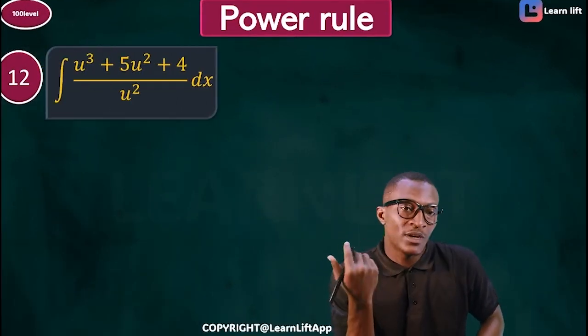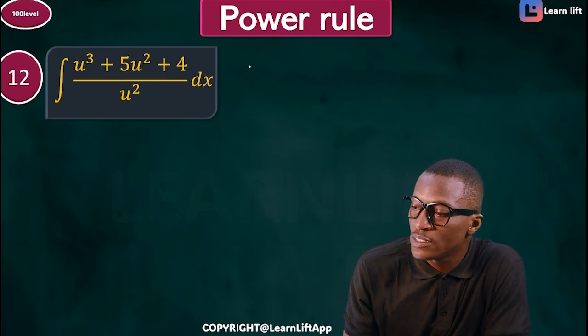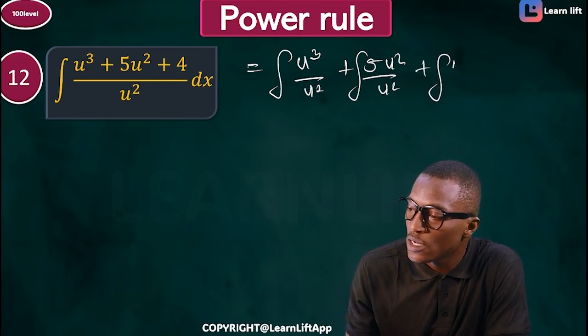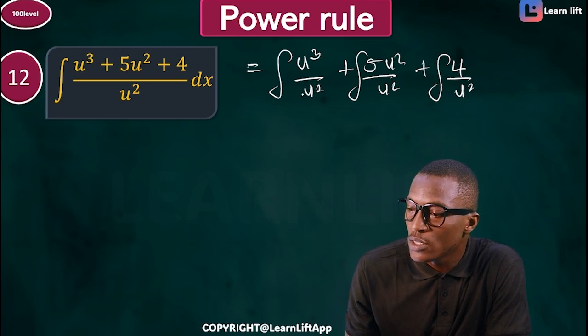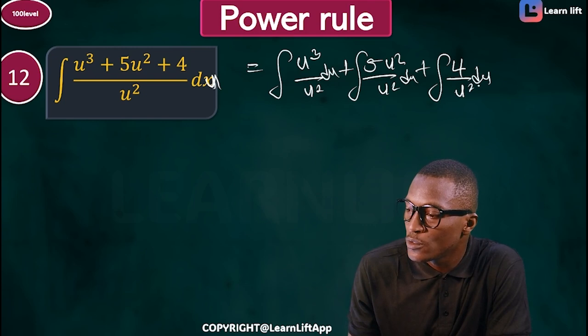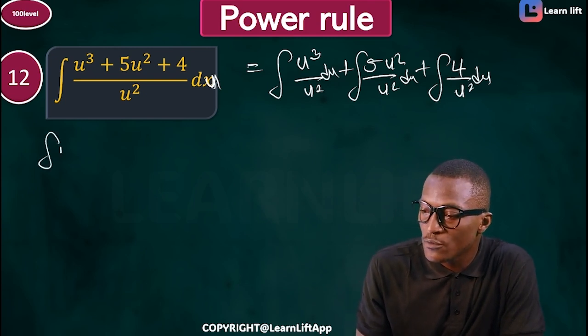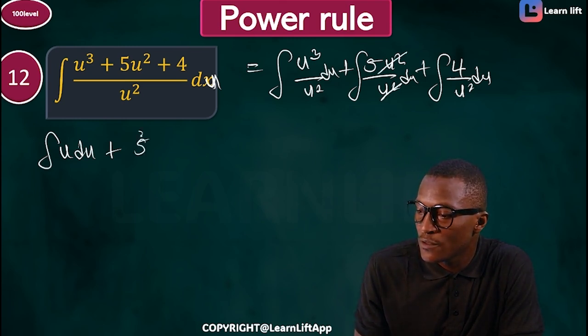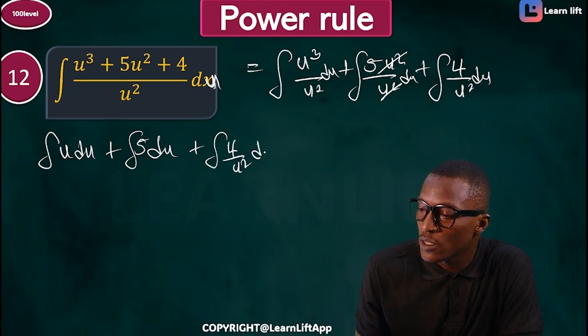Now, the last one which I'm going to solve, how do I solve this? This is practically the same thing as saying integral of u raised to power 3 all over u squared, plus integral of 5u squared all over u squared, plus integral of 4 all over u squared. This is supposed to be du. So the u squared will cancel out. That will become integral of u du plus 5, the u squared will cancel that, so 5 integral du, plus integral of 4 all over u squared du.